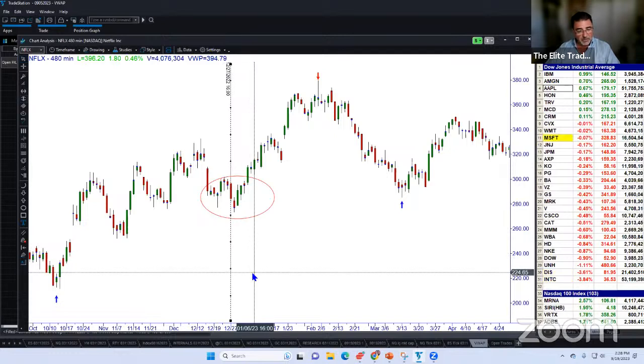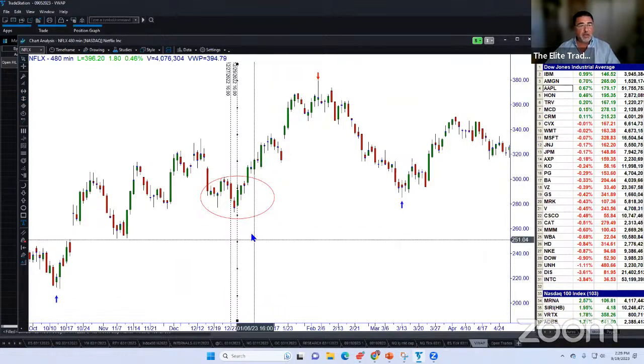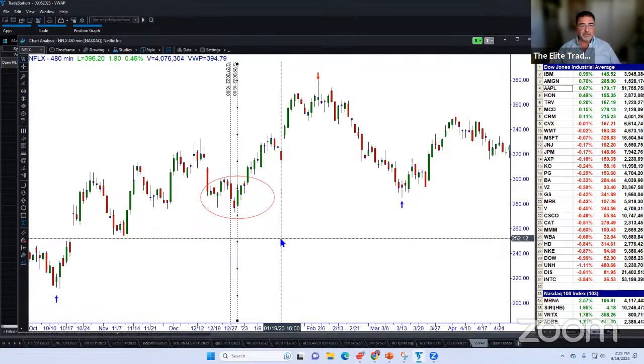Okay, and a vertical line on the leg out. In this case, we have two leg outs, so I'll just go on the first one. Okay. And as you hear my voice, listen to what I'm saying. Now I have a vertical line placed on the leg in and a vertical line placed on the leg out.